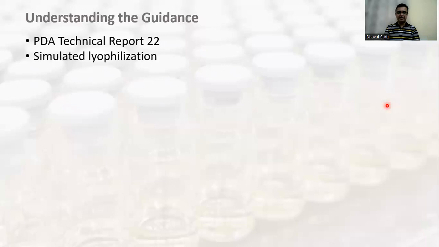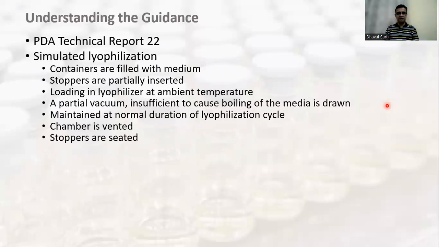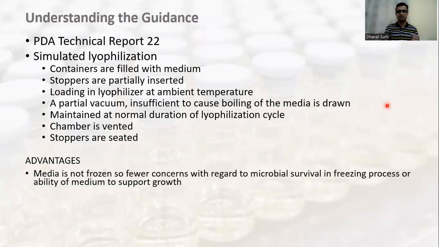Now PDA Technical Report 22 also had a simulated lyophilization approach, where you have to simulate the entire cycle. Containers are filled with media, stoppers are partially inserted, loaded in the lyophilizer at ambient temperature, and a partial vacuum is applied, maintained for the normal duration of the lyophilization cycle. Normal duration means if the cycle is 40 hours, then it will be 40 hours. Then the chamber is vented and stoppers are seated. So this is how the simulated lyophilization cycle works as a whole.